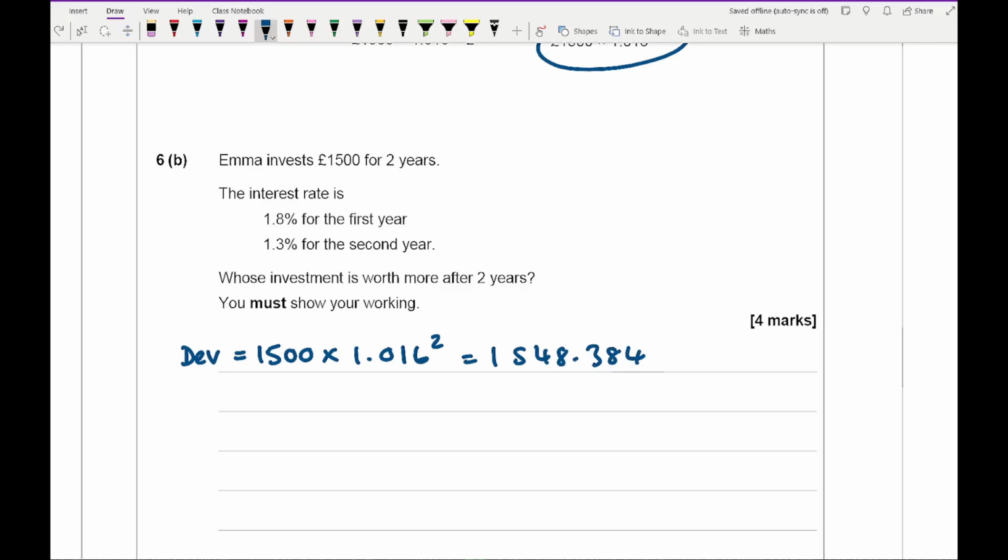So then from here we can work out what Emma's is, in which all I'm going to do is type in 1,500 multiplied by the first year, multiplied by the second year, and then work out the answer.